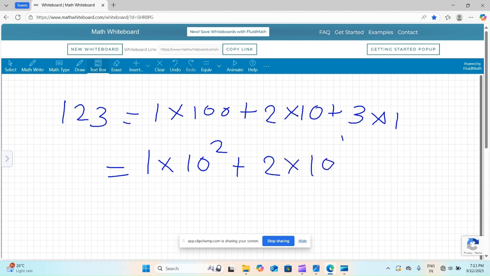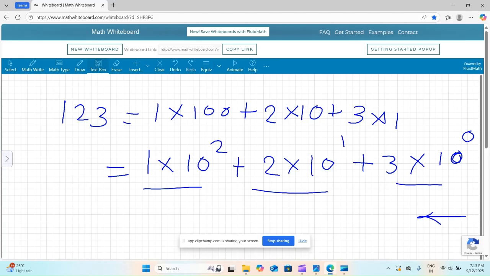10 raised to 1 means 10. And 10 raised to 0 means 1. So you can also write it down like this. As you go from left to right, go on increasing the power of this 10. If you say this is a 0, this is a 1, this is a 2, and I go on adding, then it will add up at that particular place.